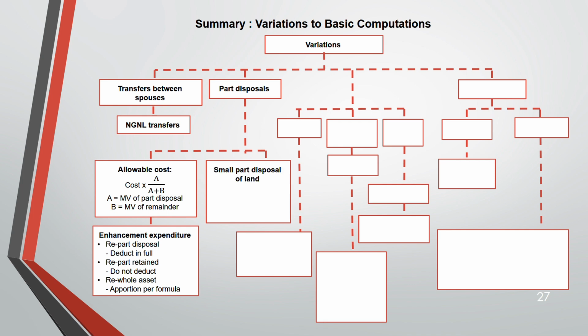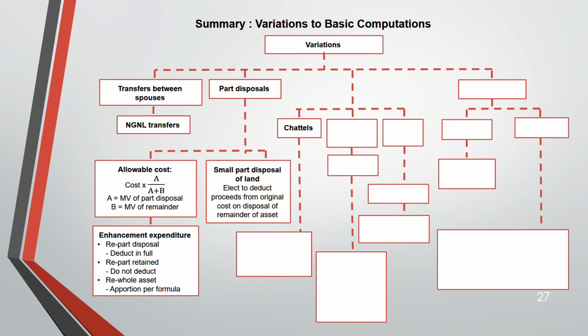Then we have to see whether the disposal is a small part disposal of land or not. If it's small, you could elect. What could you elect? To defer the gain. How? By deducting the proceeds from the part disposal from the original cost on disposal of the remainder of the asset. When you're disposing of the remainder of the asset, at that time you are going to deduct the sale proceeds that you are getting now from the original cost.